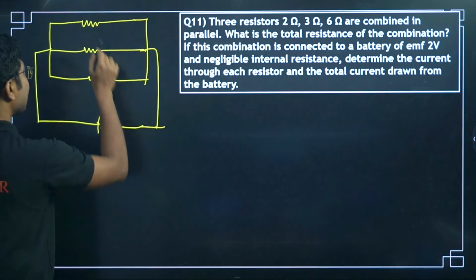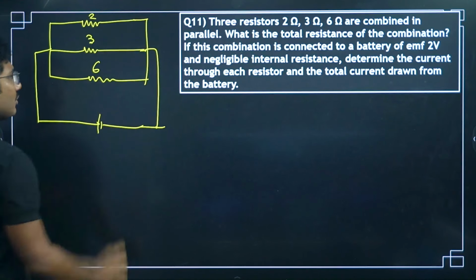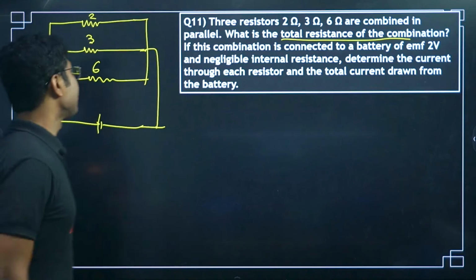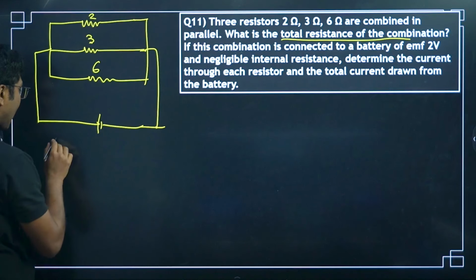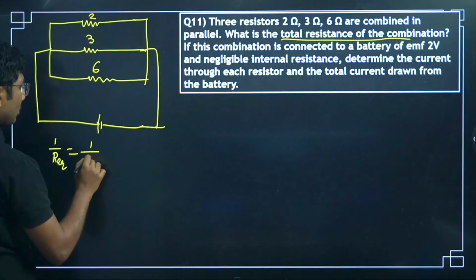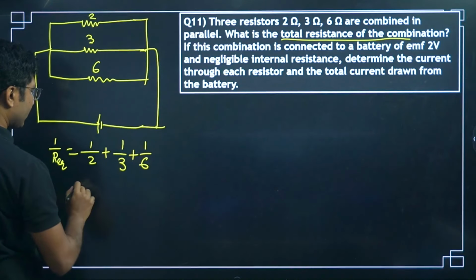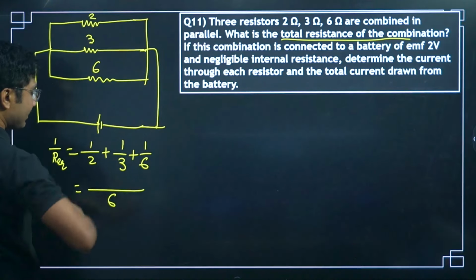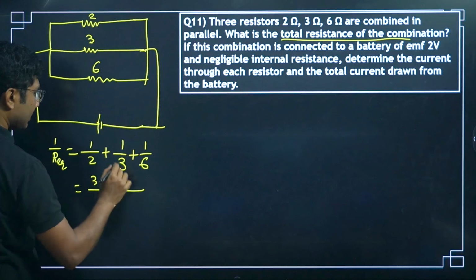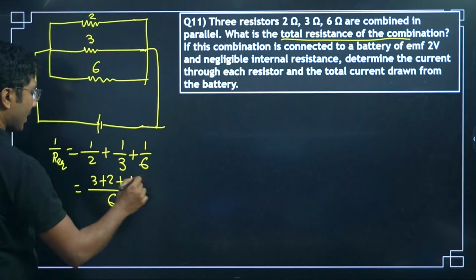So, what are all the things we have to calculate? 2, 3 and 6. First we have to calculate the total resistance of the combination. Total resistance of the combination, easy, 3 resistances in parallel. So, 1 by Req equals 1 by 2 plus 1 by 3 plus 1 by 6. The common LCM is 6. So, 3 2s are 6 plus 3 2s are 6 plus 6 1s are 6. So, it will be 3 plus 2, 5, 5 plus 1 is 6.